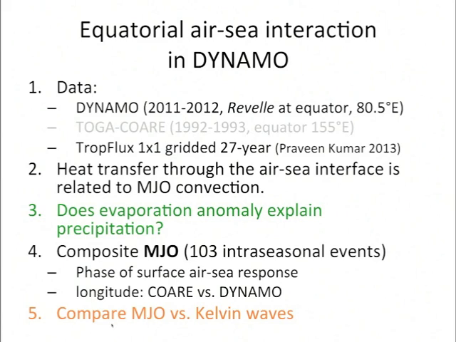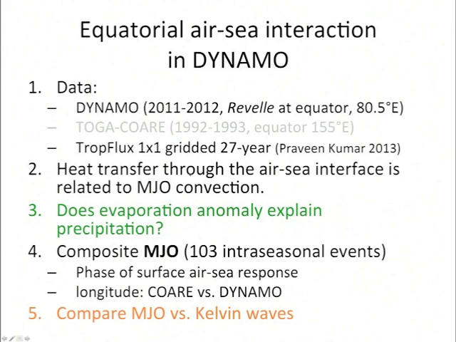And then I'm going to move on from the DYNAMO observations, and I'm going to composite a whole bunch of MJO events. I get 103 events from a certain criterion, and I'm going to look at the phase of the air-sea interaction response. So what's the phase of the wind stress to the sea surface temperature to the precipitation, for example.